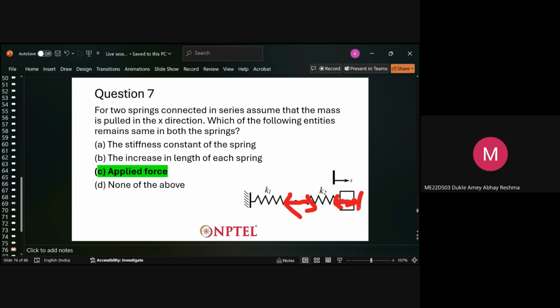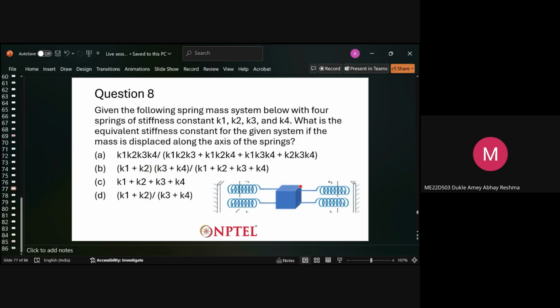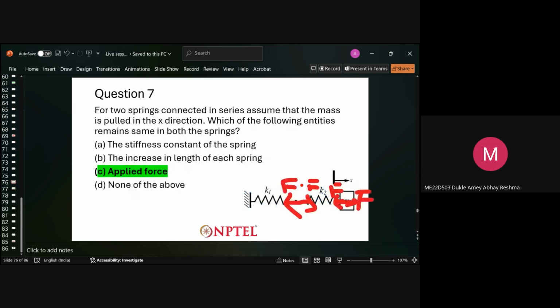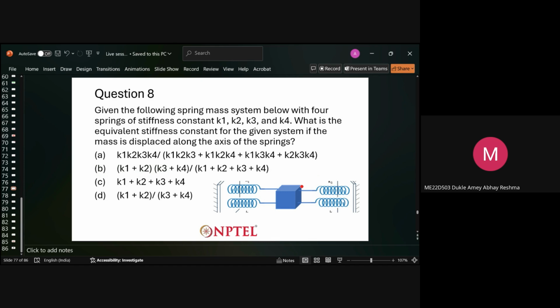So basically, F, F, F. Since it's in series, the force is getting transmitted. So with the transmissivity of force, the force applied on each of the springs will be the same. The deflection need not be the same. In parallel, the deflection is the same, but the force is not the same. So that's how the thing changes. I hope everyone has understood it.